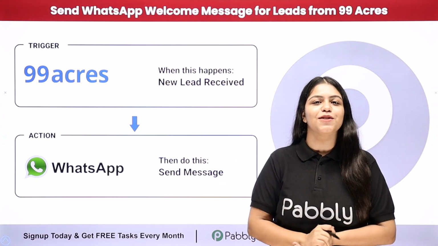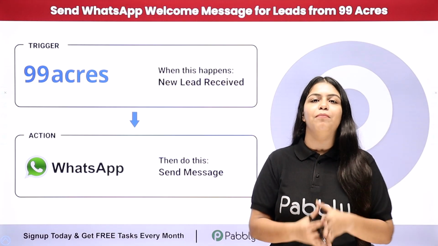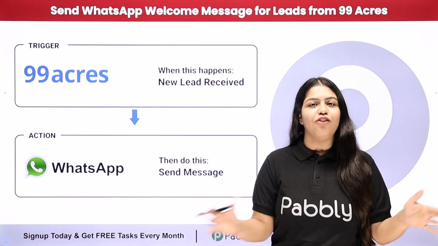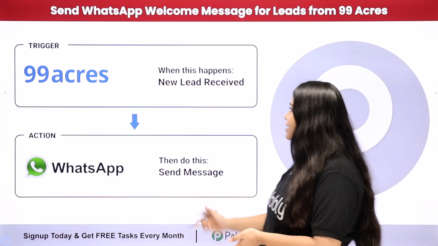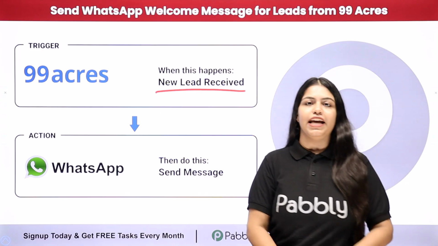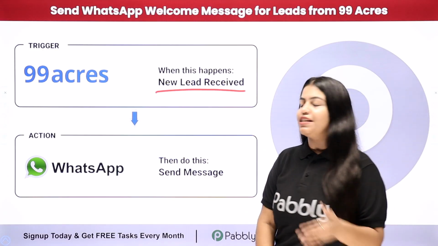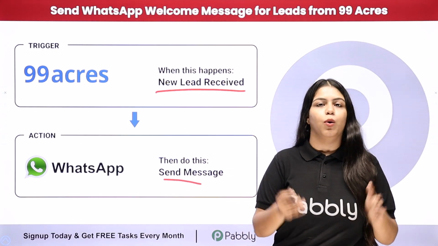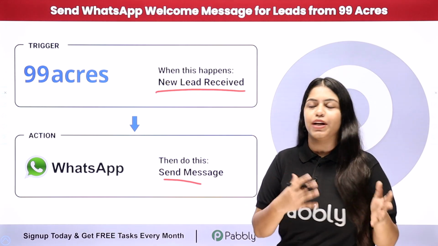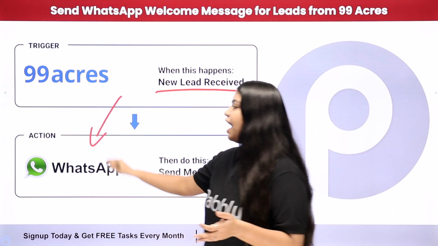So like you, I also use 99 acres to get more leads for my own real estate business. And now what I want is that as soon as we receive a new lead from 99 acres, I want to send my leads an automated welcome message on WhatsApp. So to do this, we are going to create a connection between 99 acres and WhatsApp.